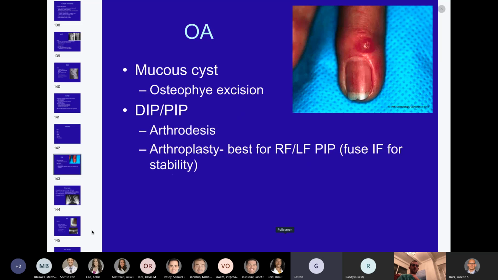For osteoarthritis, things they like. This extra, all you need is this picture. This is a mucous cyst. The answer is non-op if it doesn't bother them, or if it does, you're going to go excise the cyst plus take off the osteophyte. So osteophyte excision needs to be part of that. PIP and DIP arthritis, for the most part, you're going to fuse them. If they ask you for arthroplasty, it's pretty much going to be ulnar digits that have good preoperative range of motion, but they're going to give you fusion is better for stability. Next slide.